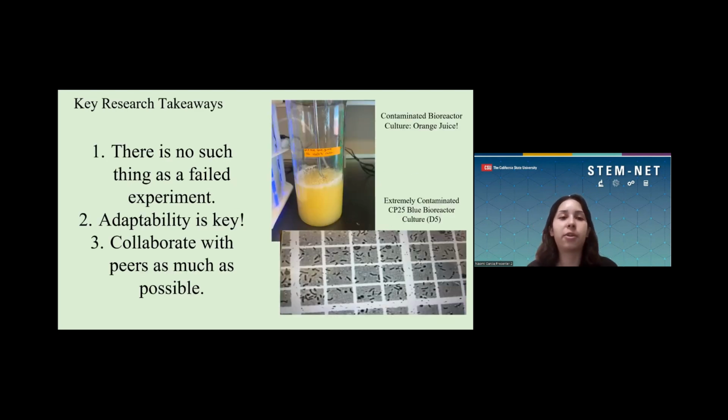So some key research takeaways. Initially, when I found out that the first bioreactor samples were contaminated, it was very disappointing, and I thought that that data wouldn't be able to be used. But I did learn that there's no such thing as a failed experiment. So in order to change the trajectory of an experiment when things are not going right, I learned that adaptability is key. You need to collaborate with peers as much as possible, because chances are that they know something that will be able to help the trajectory of your experiments.